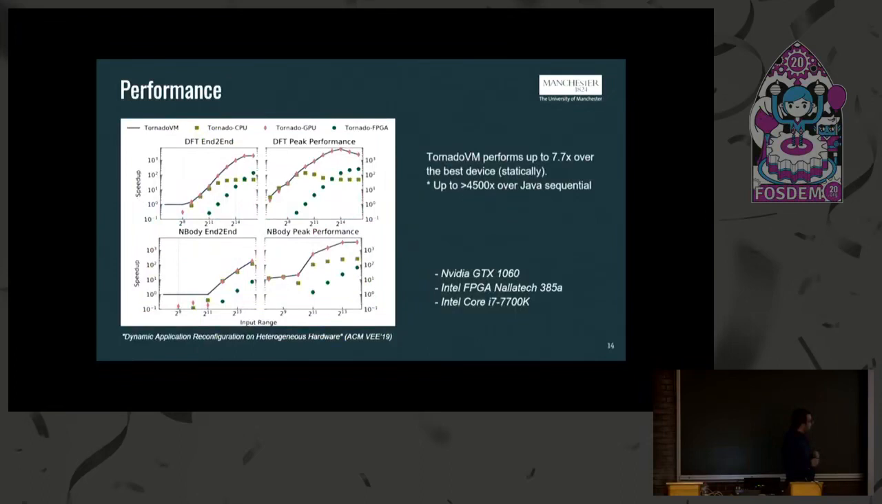So in this figure, we present 4 systems. TornadoVM is the one that will decide where the performance is to be migrated, which is with the dynamic reconfiguration. Then we have the CPU, the GPU, and the FPGA. So in this figure, we have 2 benchmarks, 2 applications. One is the DFT, and the second one is the N-body. And we compare 2 different policies, the end-to-end that has the JIT compilation included in the time, and the peak performance, which is the execution and data transfers.